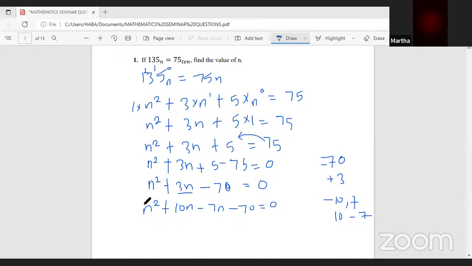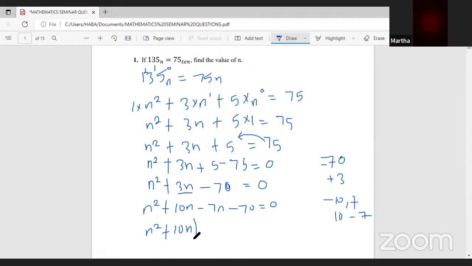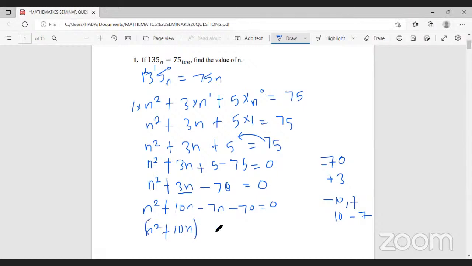Let's first group them into two. Okay, we group them into two. Thank you. So we have n squared plus 10n in a bracket, then minus 7n plus 70.